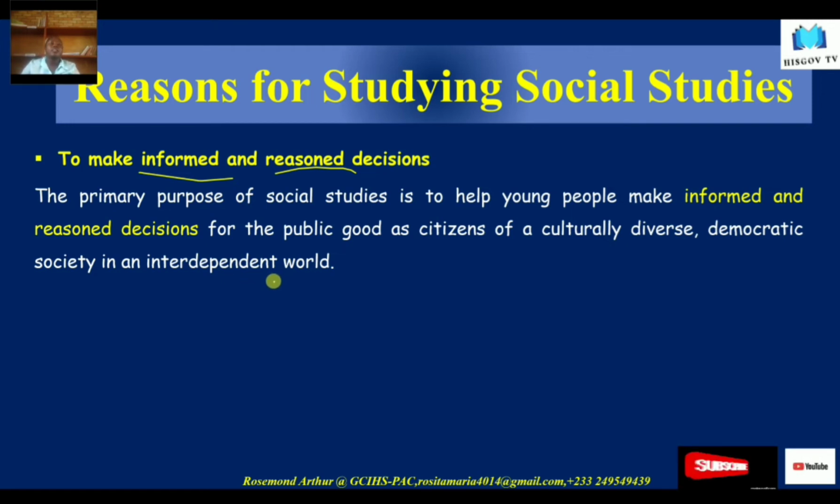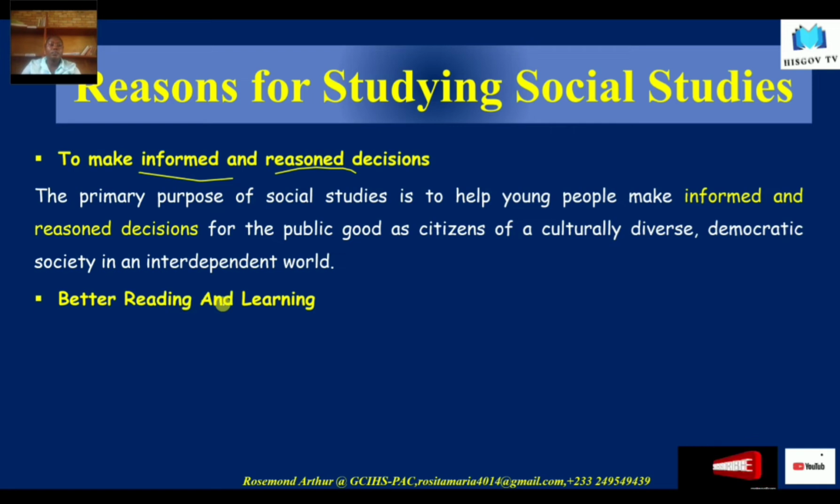In the world that we find ourselves, there are so many things happening in the society. So when you study social studies, sometimes things that you don't know, you are taught, especially about the culture of people, the way of life of a group of people, how people do their things. So when you learn all these things, you are informed, and then you are able to make decisions that will help you be a good citizen in the society. And with a culturally diverse, you don't only learn about your culture, but you also learn about other cultures as well. And then, with the world that we are in, like Ghana, it's a democratic society and an independent world. So when you are informed about what is happening in the society, you are able to make decisions that will help you improve in life.